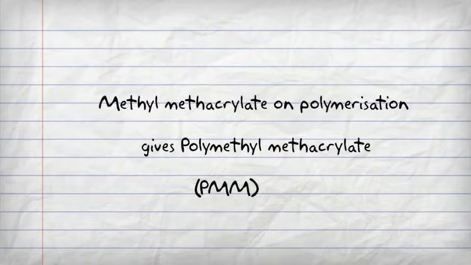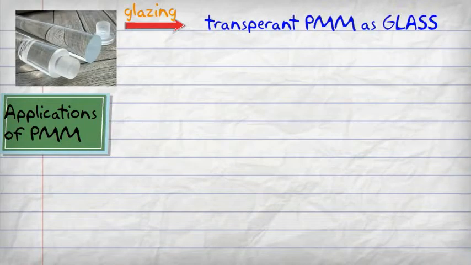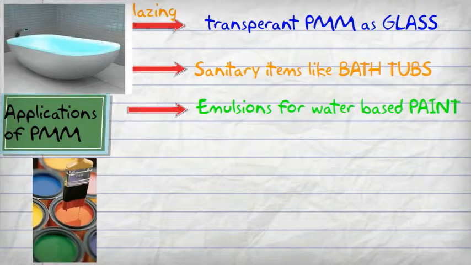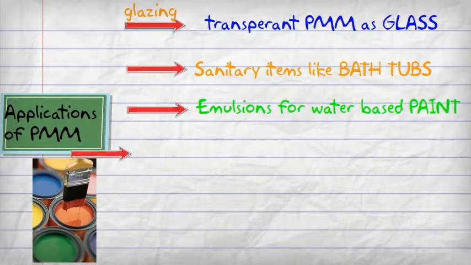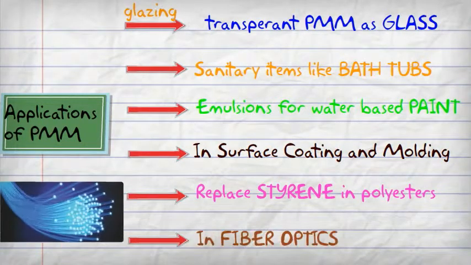Here are a few applications of polymethyl methacrylate. It is a transparent polymer used as glass, in sanitary items like bathtubs, as emulsions for paints, in surface coating and molding, in polyester as a replacement for styrene, and in fiber optics applications.